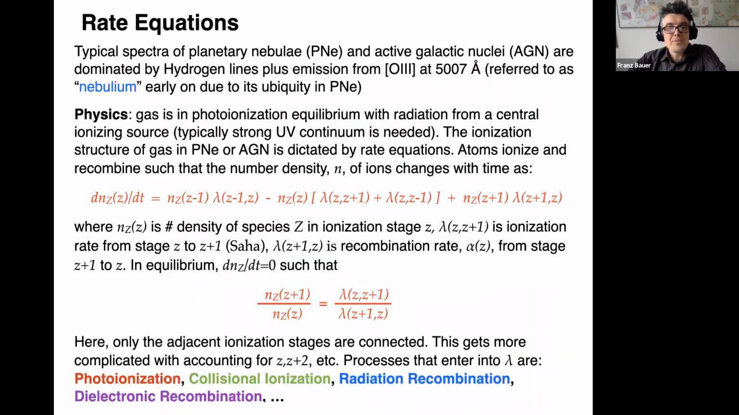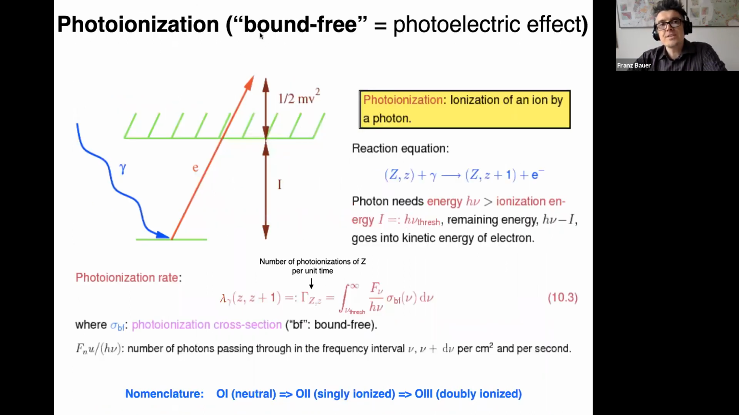So skipping forward again. We have photoionization, which is known as bound-free. You have a photon coming in, and an electron in some shell at some level will intercept that photon, and that energy is then imparted into the electron. This is simply the photoelectric effect. So the photon has to have at least enough energy to liberate the electron.